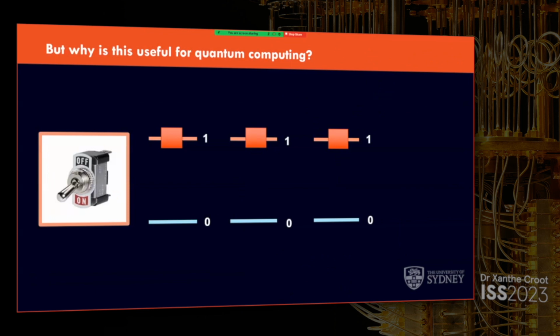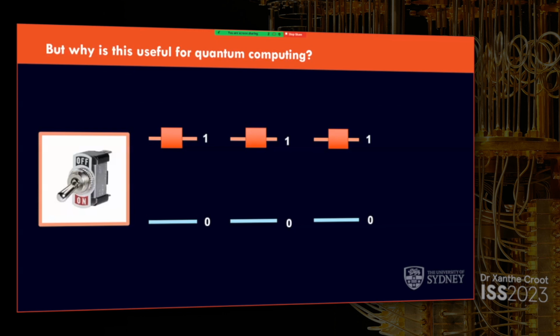But why do we care about this? Why is this useful for quantum computing? And to answer that question, I'm going to go back and touch on something that I briefly spoke about in the last lecture. So imagine I have 3 bits, and these are just normal classical transistors. And I want to encode a 111 state in these bits. So I flick all the switches to the 1 state, and it's a switch, so it stays in the 1 state. And that's great. I can do my computation with that, I can do my algorithm, and everyone's happy.